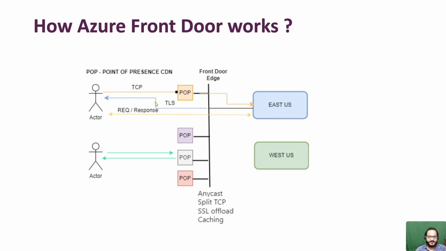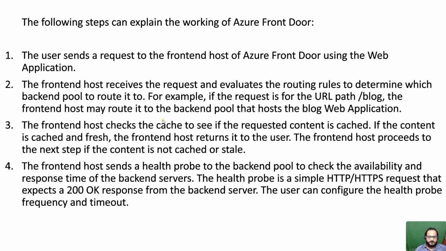So caching, I've already explained: whatever content any user requests, if it's cached on these points of presence, then there is no need for the actor to go to this particular region and get the data from there, because if it's already cached, it will get the data from the point of presence only. Now these are the following steps that explain how Azure Front Door works. I have explained in a very simple way. Now we will see in technical terms how data is traveling from a point of presence to regions and to the end user.